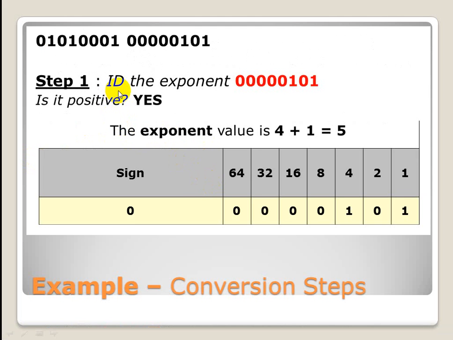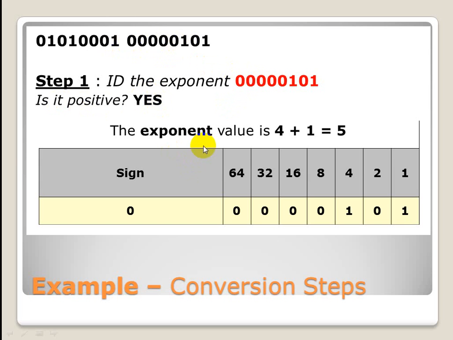Step 1, ID the exponent. In other words, identify the exponent. There it is. We always identify the exponent first. Why? Because we want to know how many positions to move the binary point, the decimal point if you like, but in this case, because it's binary, we call it the binary point, and to move it either right or left. Then identify, is the exponent positive?